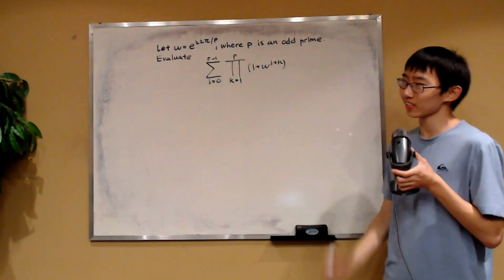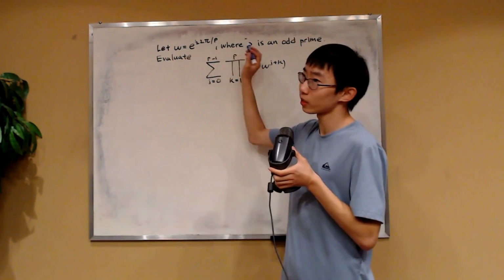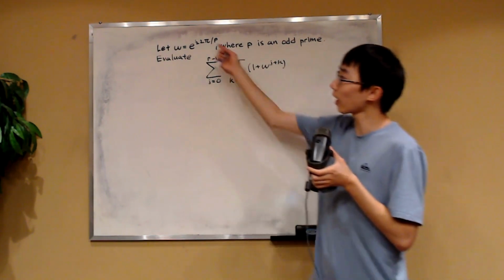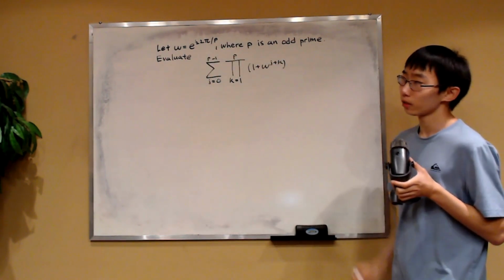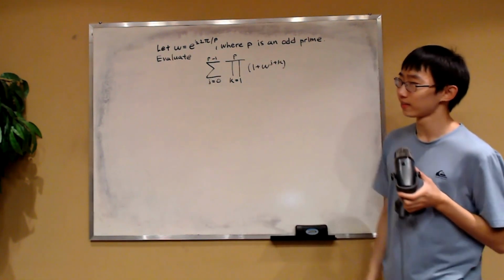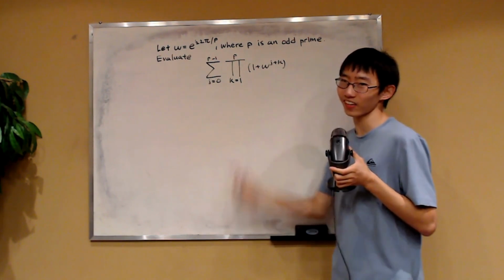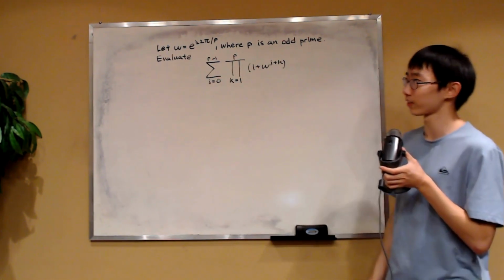So the context is this. We have the complex number omega equal to e to the i 2 pi over p. So this i is the imaginary unit, and p is an odd prime number. Now, you want to evaluate this expression in terms of p. Looks pretty terrifying, right? I mean, we have a sum of a product. Definitely does not look friendly at all.